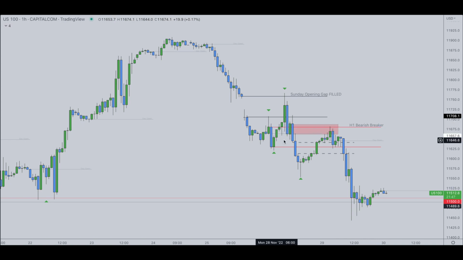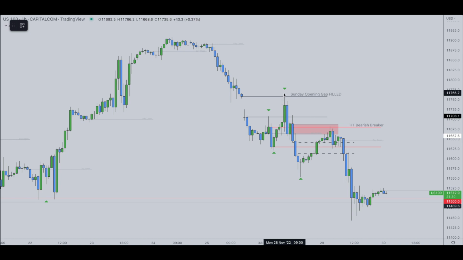Bearish breaker, fair value gap, bearish order block. Look at this. Look at how price is respecting that level. So now we put a fib on it. We're going to anchor our fib from this high down to this low.